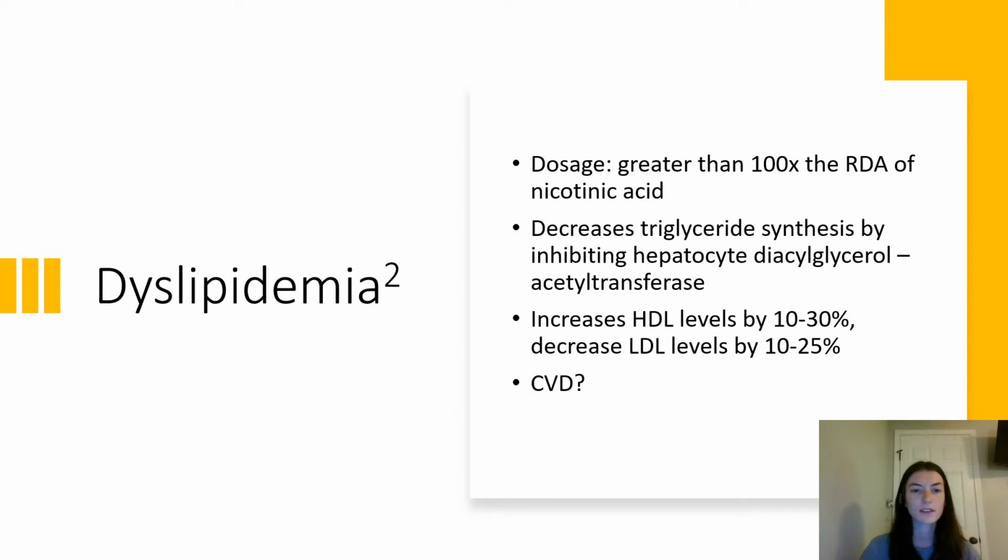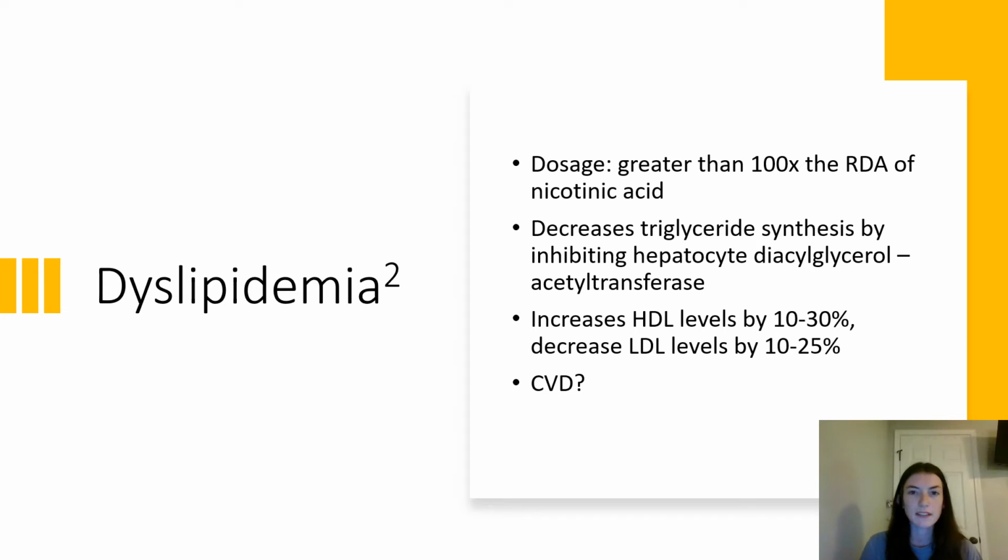Okay, so we're going to start touching on some health-related topics that include niacin. The first one I wanted to cover was dyslipidemia, which is having high cholesterol levels, specifically high LDL and low HDL. And the way to treat this with niacin is to ingest greater than 100 times the RDA, which I will remind you is 14 to 16 milligrams.